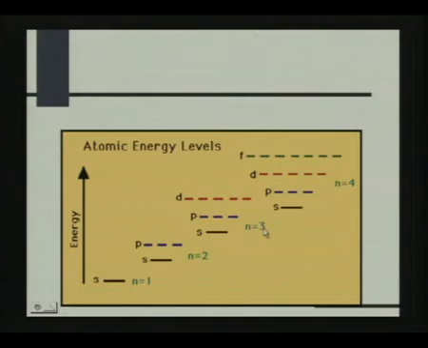Similarly for n equal to 3, 0, 1 and 3 minus 1, that is 2, that will be the maximum level. For n equal to 4, 0, 1, 2 and 3, that will be f. Okay.